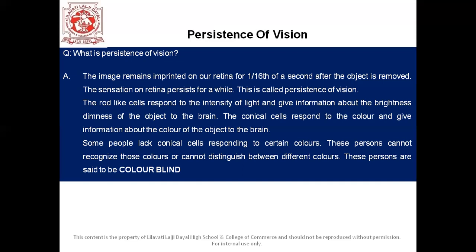To jot it down in simple words, students, persistence of vision means the image that remains imprinted on the retina for 1/16th of a second after the object is removed. This sensation persists for a while, hence it is called the persistence of vision.